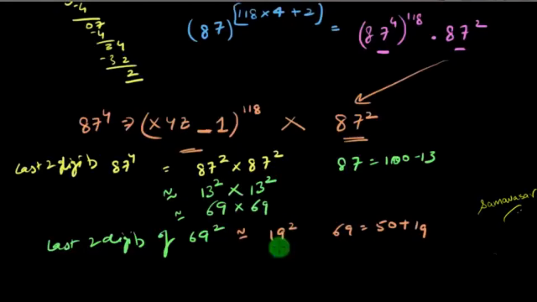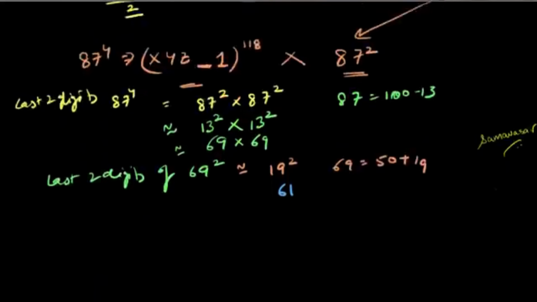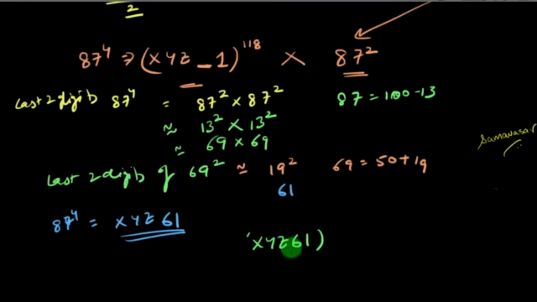Now as I told you, you have to remember the squares up till 20. 19 square is 361. So the last two digits of this are 61. So what I found out was that 87 raised to the power 4 is something xyz into 61. This is how this number looks. So we just found out this. So now this whole expression becomes xyz 61 raised to the power 118 into 87 raised to the power 2. Now again I need to find out the last two digits of this and the last two digits of this.